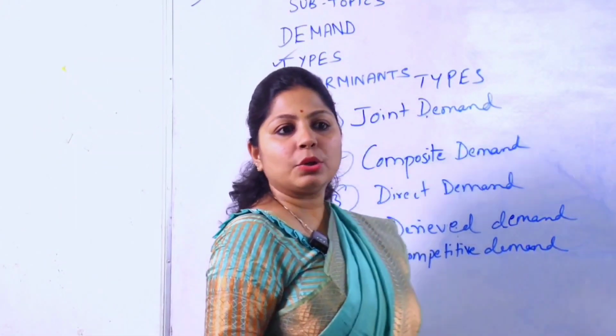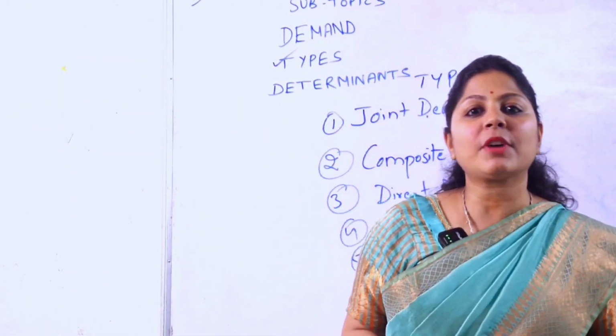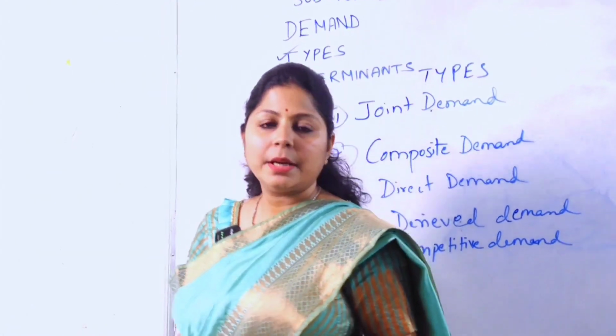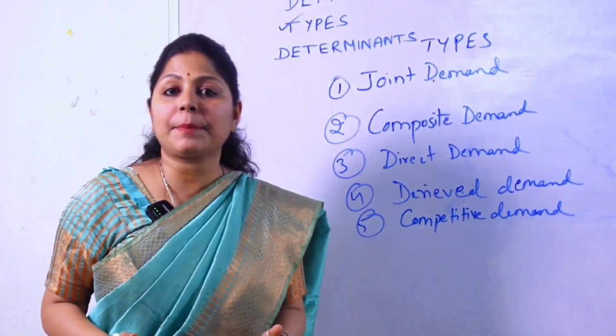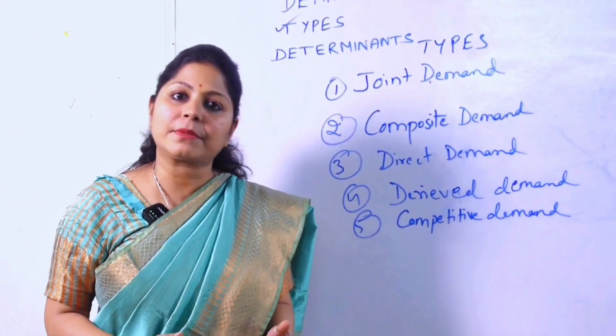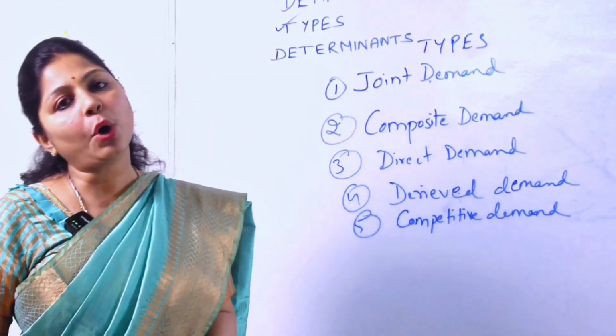Secondly, clothing. You go to a branded showroom, you are purchasing one shirt for yourself and you are wearing it. So that does not require further selling. You are purchasing a particular commodity for yourself. So that is directly satisfying your wants.